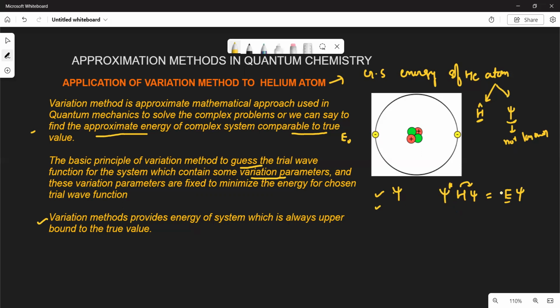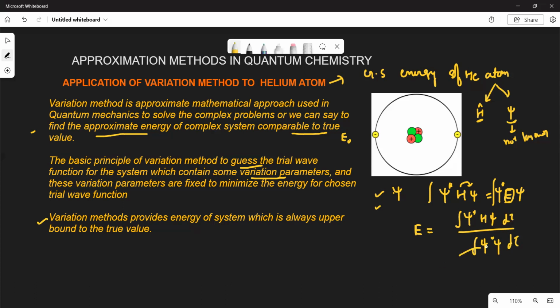So here what we do, we multiply on both sides by psi star, and we do the integration on both sides. Because E is the eigenvalue or constant, we can write it as the integration of psi star H psi upon the integration of psi star psi d tau. This is the volume element.